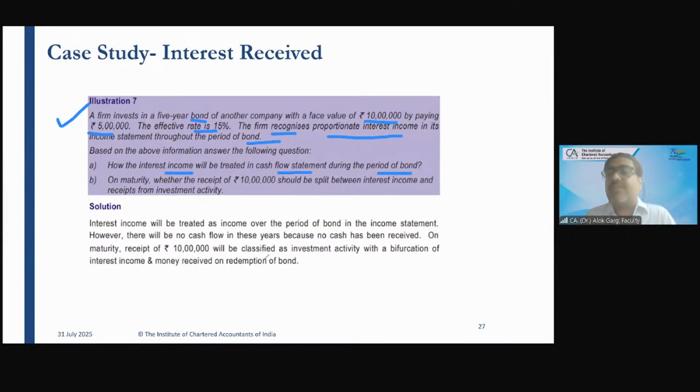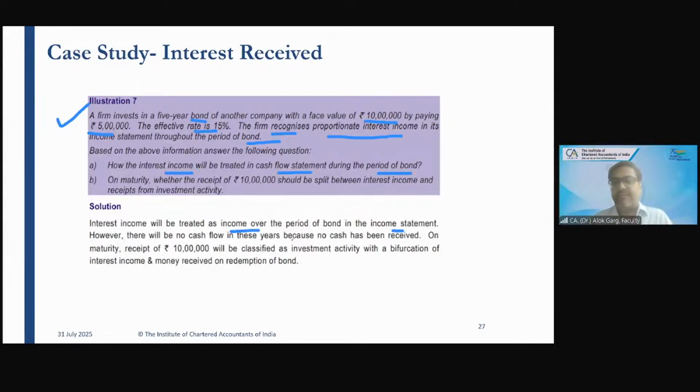When in the first year the company has deposited 5 lakh rupees, in the investing activity it has to be shown as investment in bond, 5 lakh rupees. Then after 5 years, when the company receives 10 lakh rupees, 5 lakh is the repayment of principal and 5 lakh is interest income received. So interest income will be treated as income over the period of the bond in the income statement.